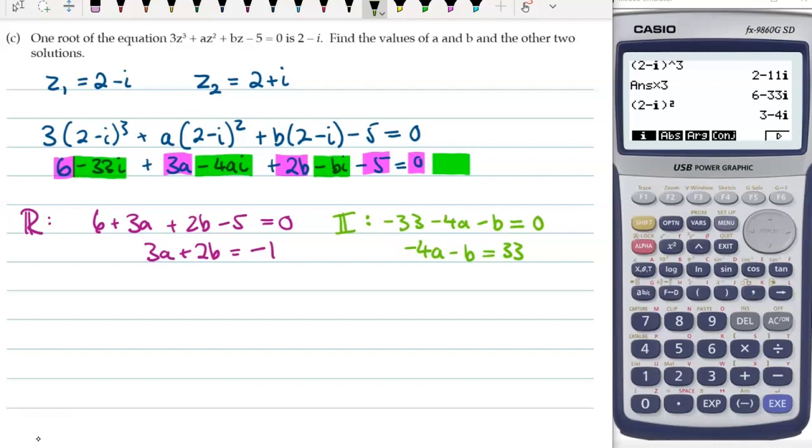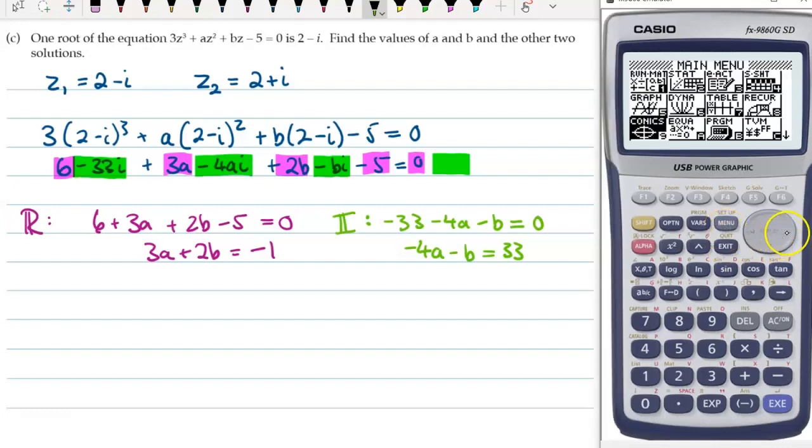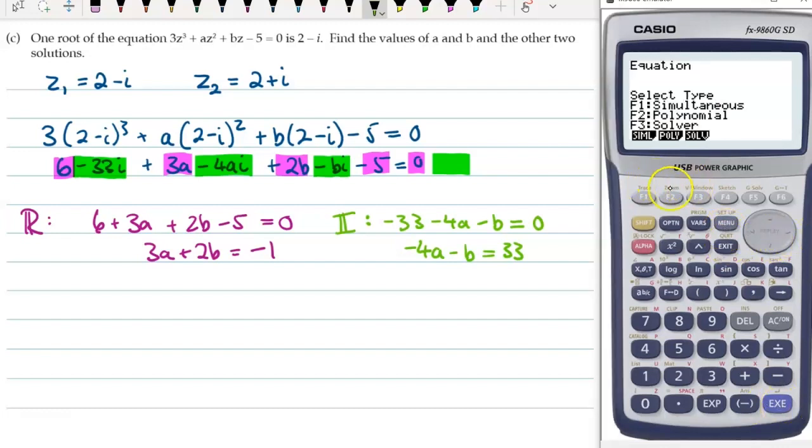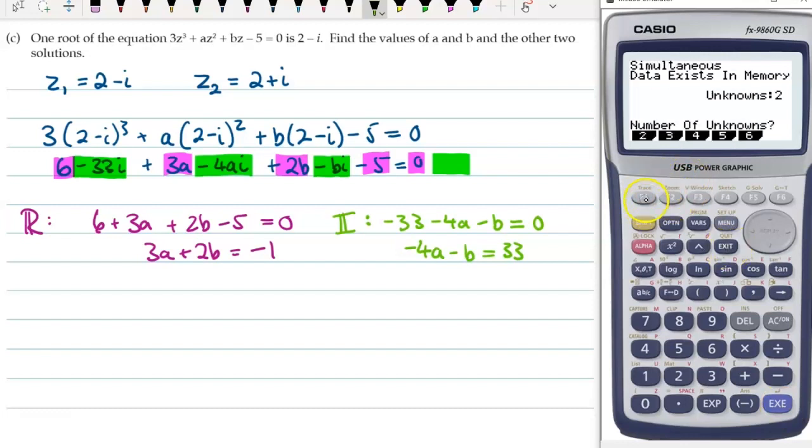Now we go to equation solver. We are doing a polynomial. No, we're not. We're doing simultaneous with two unknowns. So just check that you're putting this into the format the calculator's expecting: x plus y is equal to a constant. So we've got 3, 2, minus 1, and minus 4, minus 1, is equal to 33, and then solve.